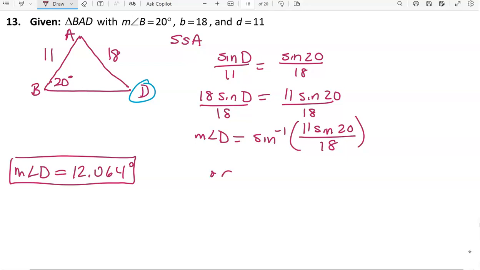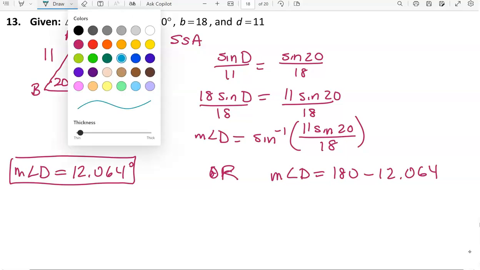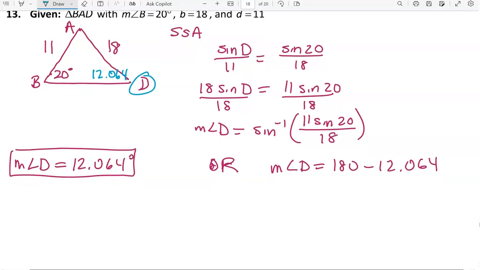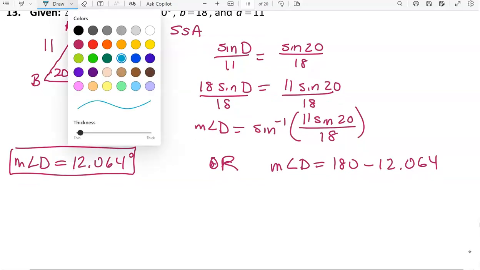Let's remember that an alternate solution could be that the measure of angle D is equal to 180 minus that 12.064. When we use the law of sines, there are two solutions on the interval from 0 to 180, and the second solution is the supplement of the first. All right, let's just go with the first solution, and then we'll come back to that second solution later. So angle D in the first solution measures 12.064. And the easiest thing to find next is that third angle.